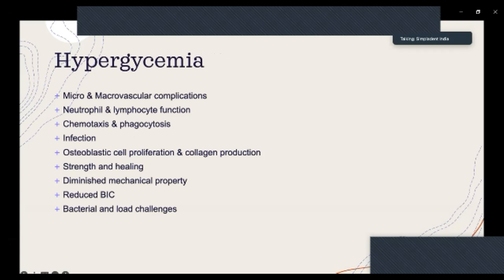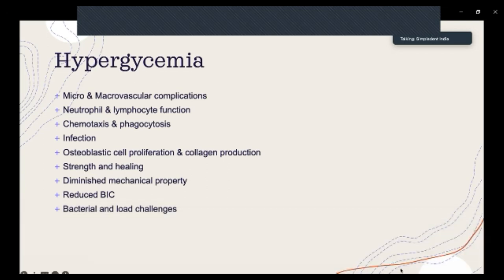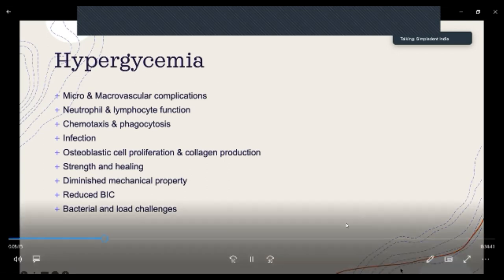Now, we are talking about mucormycosis, and as we know, the primary etiologic or precipitating factor of mucormycosis is diabetes. What is the diabetes? Hyperglycemia will be there. We focus on what happens when a patient is in a hyperglycemic state, because this is how we will know the prognosis of the affected bone. This bone is not a normal bone when it is affected by hyperglycemia. Hyperglycemia causes micro and macrovascular complications.